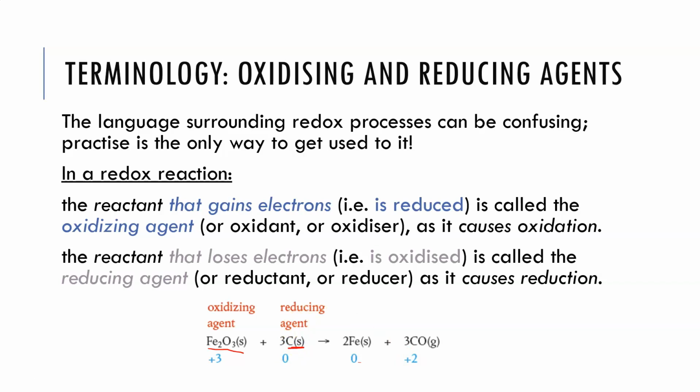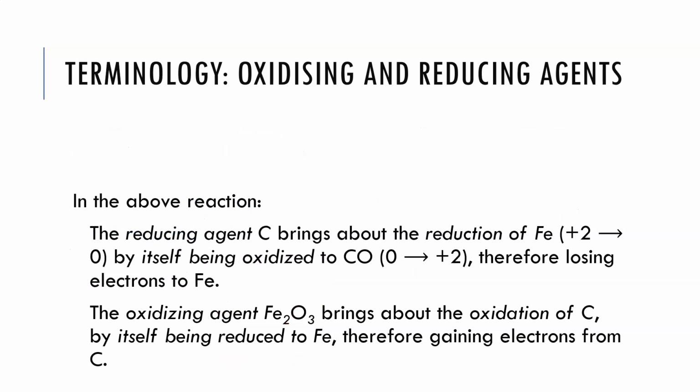Okay, so we need to make sure that we take the state and the full formula of the compound that contains the atom that is being oxidized or reduced when we identify the oxidizing agent or the reducing agent. So if we look at this reaction again, we can see that the reducing agent brings about the reduction of Fe +3 to 0 and is itself oxidized from 0 to +2. The oxidizing agent Fe2O3 brings about the oxidation of carbon by itself being reduced to Fe, so it gains electrons from the carbon.